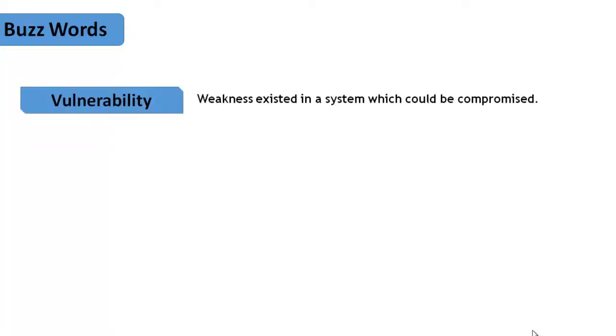Let us first understand the buzzwords in the world of Metasploit. The first one is vulnerability. Vulnerability is the weakness existing in a system which could be compromised. This is the actual loophole that we exploit.